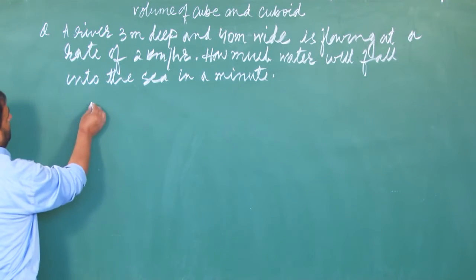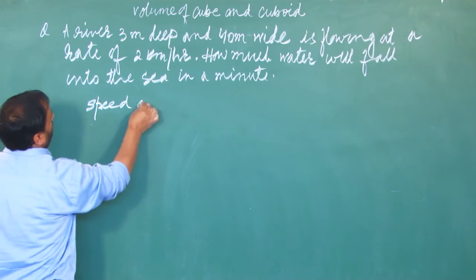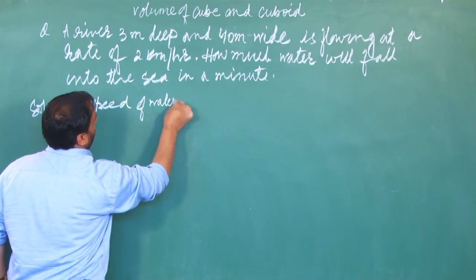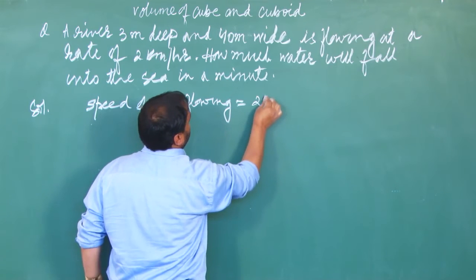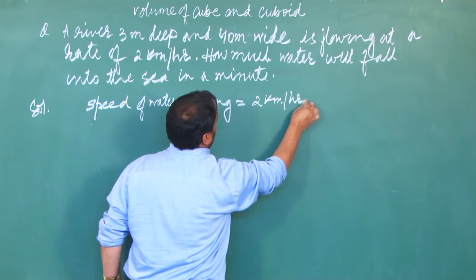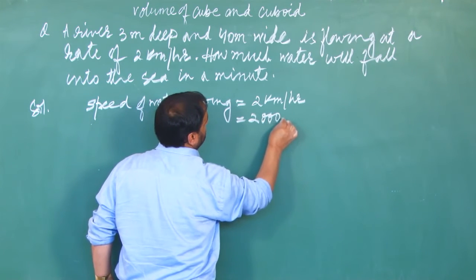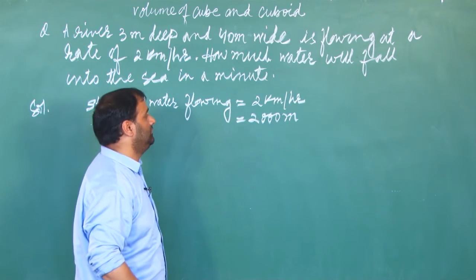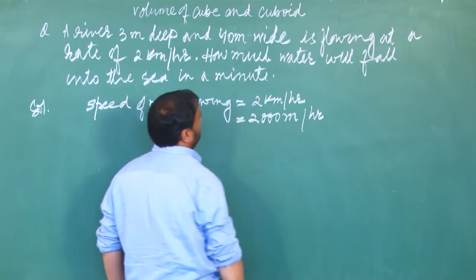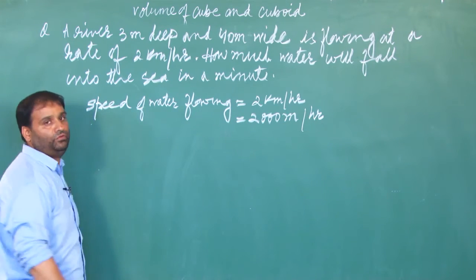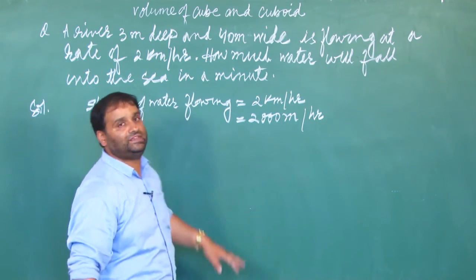Now, what is the speed of water flowing? It is 2 kilometers per hour. We can change this into meters. 2 kilometers means 2000 meters. If 1 kilometer is 1000 meters, then 2 kilometers is 2000 meters. This is the speed of the flowing water. And how much water will fall into the sea in a minute?